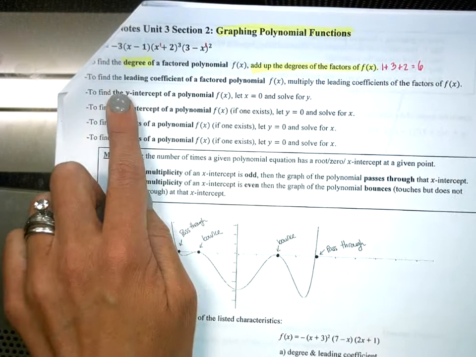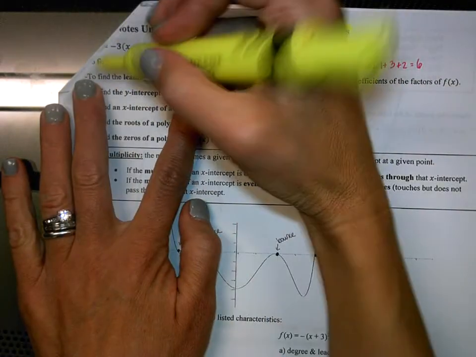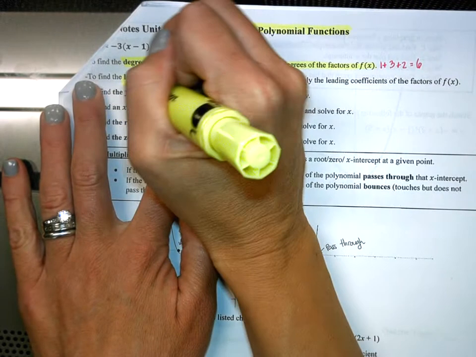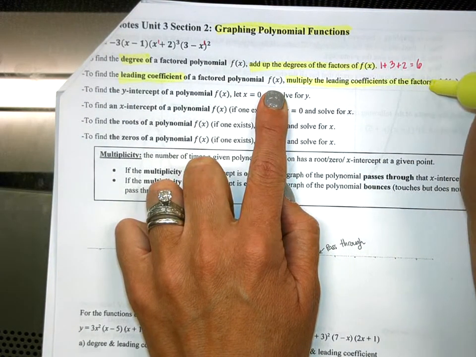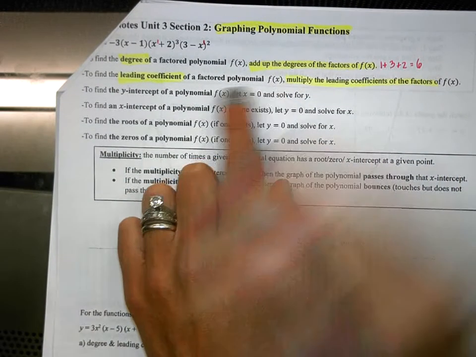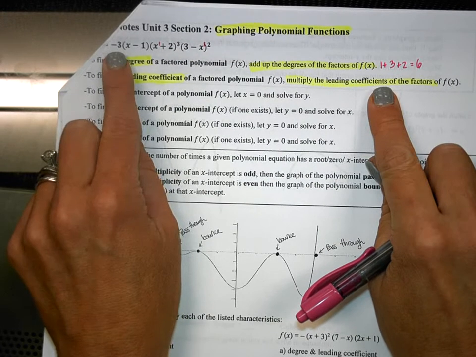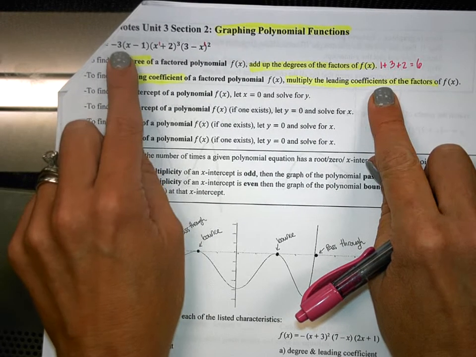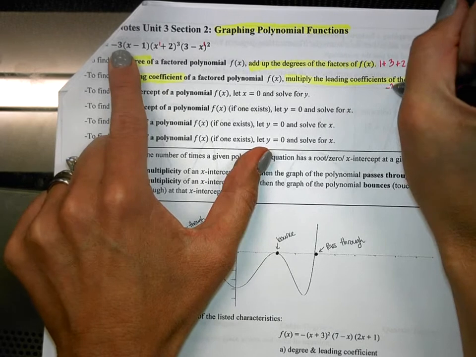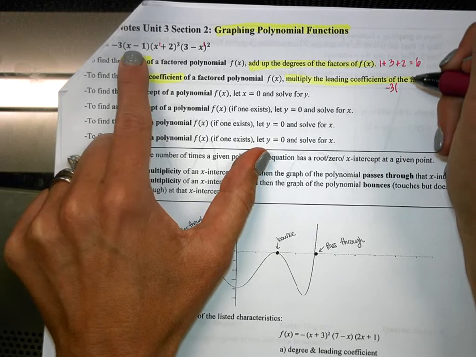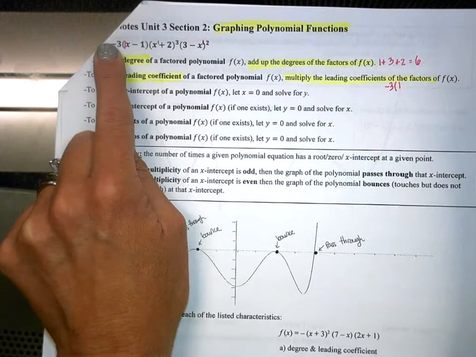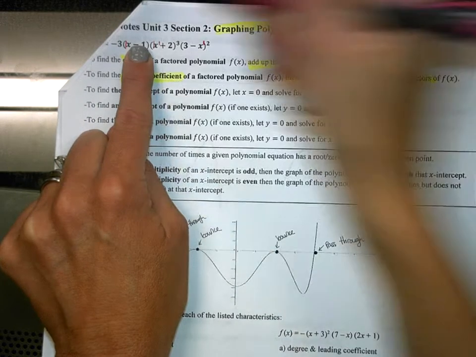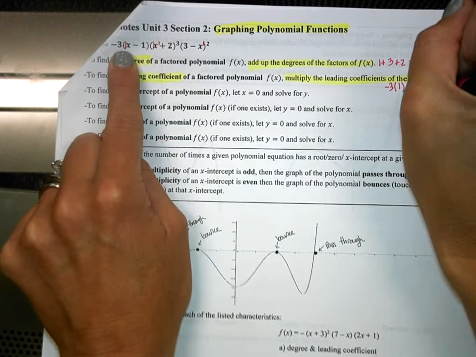Next one. To find the leading coefficient of a factored polynomial, multiply the leading coefficients of the factors. So this is a coefficient, this is a factor. You have to multiply the -3. On this one, what's the coefficient here? A 1. There's a 1 in front of this x. Do we all agree with that? Yeah. There's a 1 in front of this x as well.